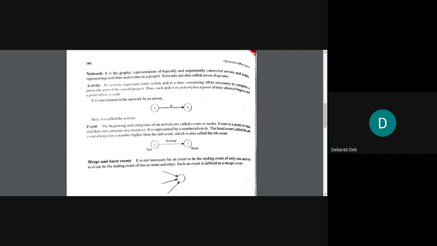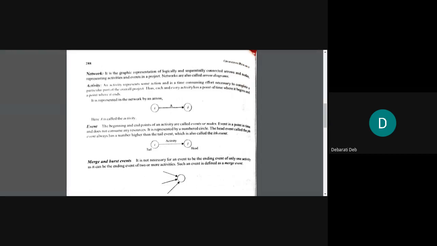So that activity will take some time. Also, some cost will be involved in doing that activity. That is what that activity is also required for the overall completion of the project, and it is a part of the entire project.